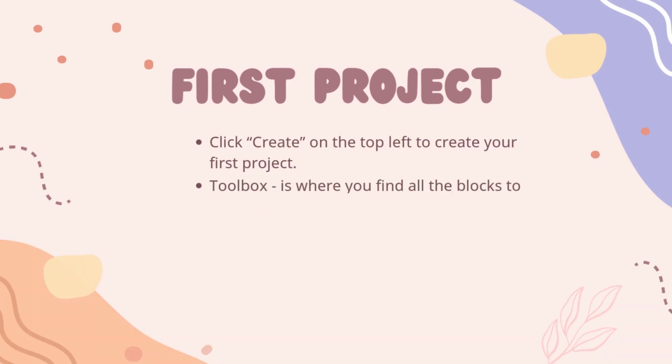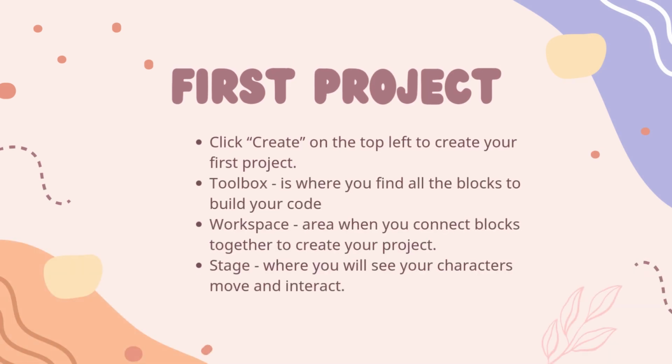Let's create our first project. You should be able to find Create on the top left. Click on it. Once your project is created, you will see three areas. The toolbox is on your left, where you will find all the blocks to build your code. In the middle is the workspace. It's the area where you connect blocks together to create your projects. And finally, you have the stage on the right, where you can see what your code does.